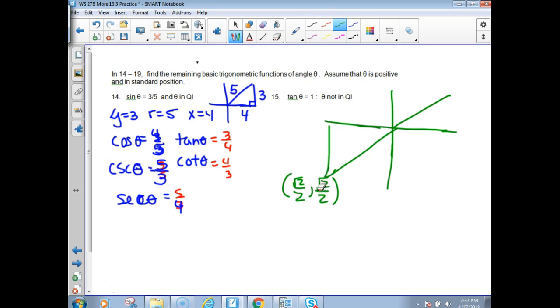Why? Because that's the only place where the sine and the cosine are the same, guys. Tangent is y over x. Same thing over same thing. It has to be 45. Okay, so that means that the cosine of theta would be negative square root of 2 over 2. The sine of theta would be negative square root of 2 over 2. Okay, the cosecant is negative square root of 2, and the secant's also negative square root of 2. Cotangent is just 1.